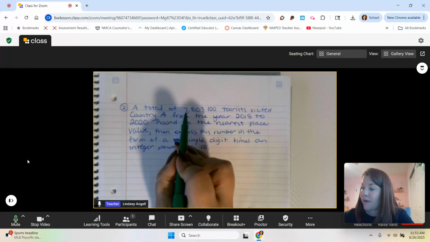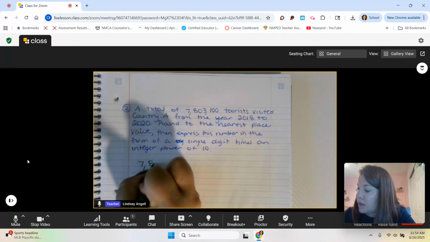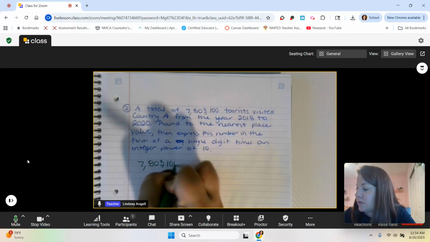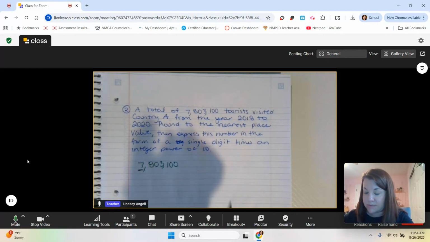So if I'm rounding, let me rewrite the number down here, 7,803,100. Nearest place value, that's another way of saying the highest place value.